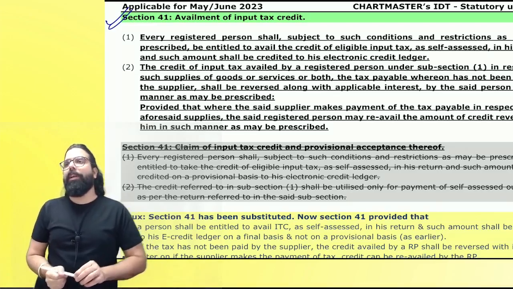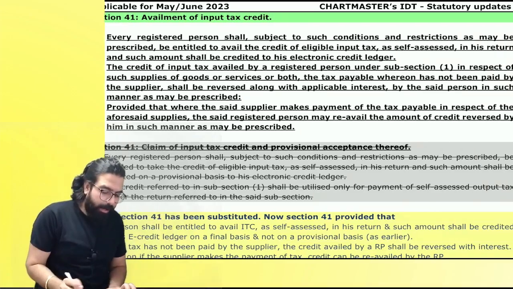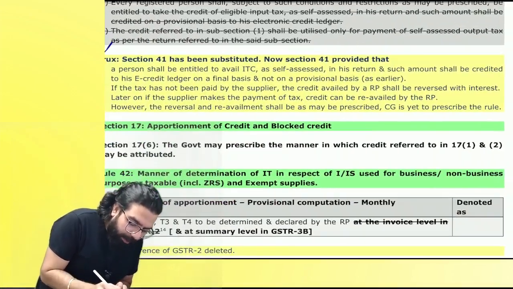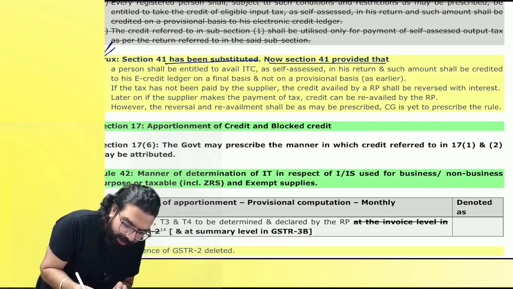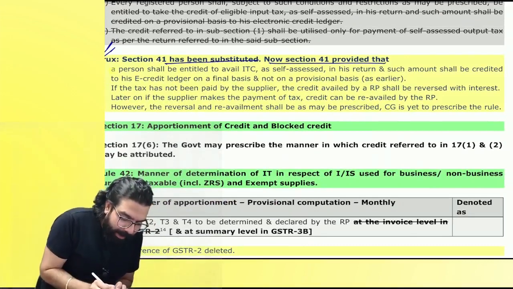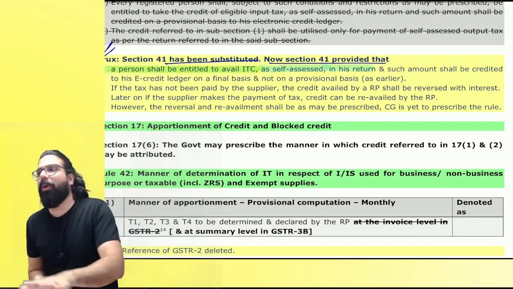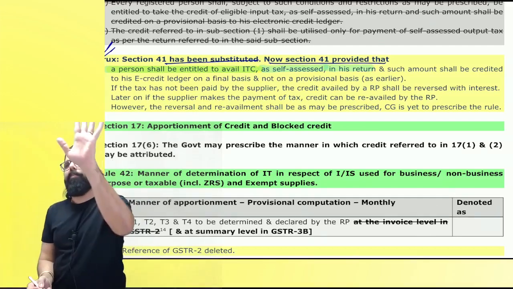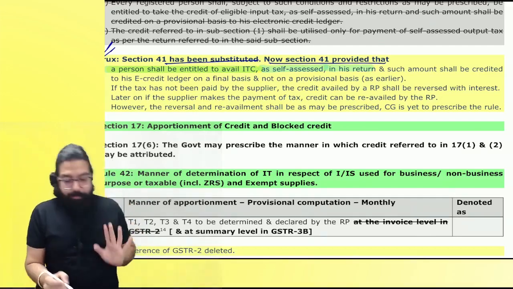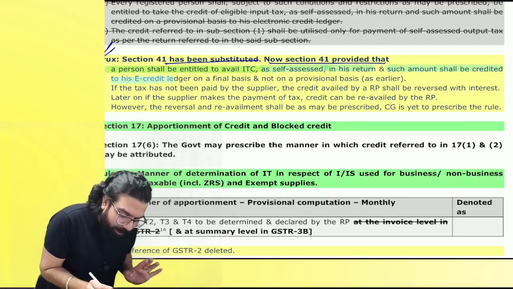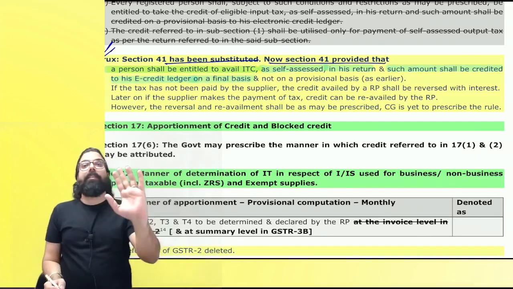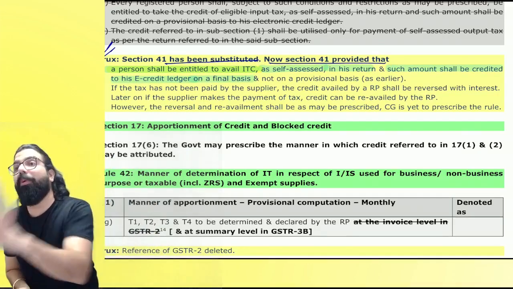Are we all clear till here? What are they telling over here? See, section number 41 has been substituted. Now, section number 41 provides that a person shall be entitled to avail ITC as self-assessed in the return. Means whatever ITC I claim in the return, I can take it, and such amount shall be credited to his credit ledger on a final basis. Earlier, it used to be given on a provisional basis.